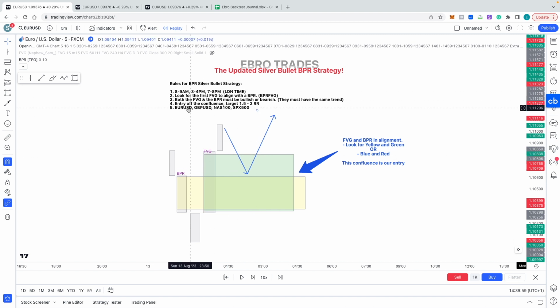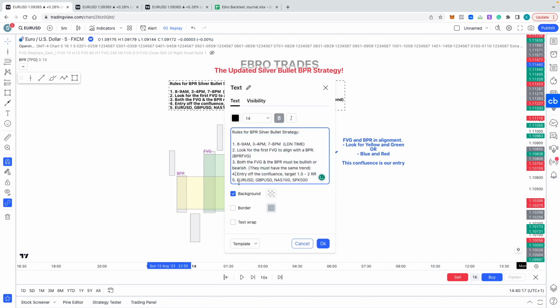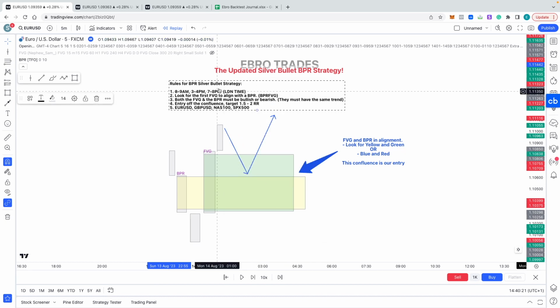And this setup only works for these 4 pairs as per my backtesting. Don't try this with other pairs and then complain to me that the setup doesn't work. I've only used it for Euro USD, GBP USD, the Nasdaq, and the S&P 500. Personally, I prefer to use it with just these first two. These 2 pairs are my preference. If you're feeling a bit lucky, you could also use it on the Nasdaq and the S&P, but the win rates are best with Euro USD, GBP USD.